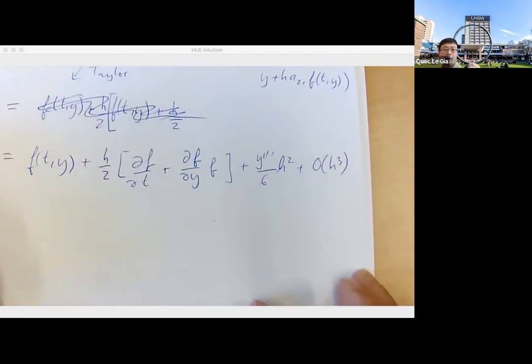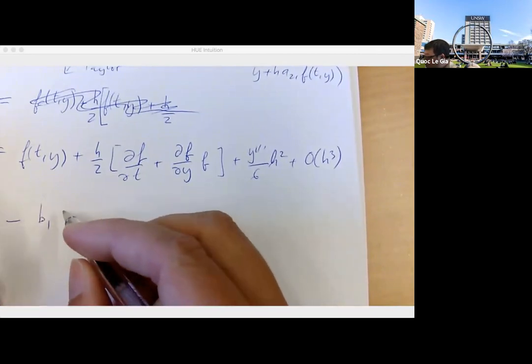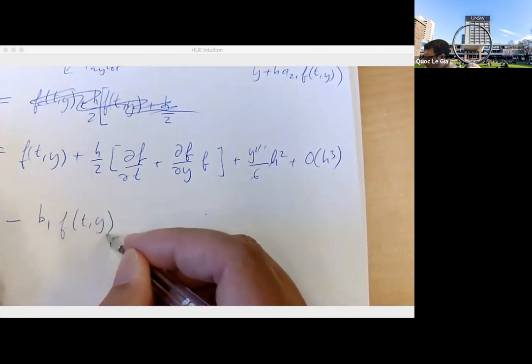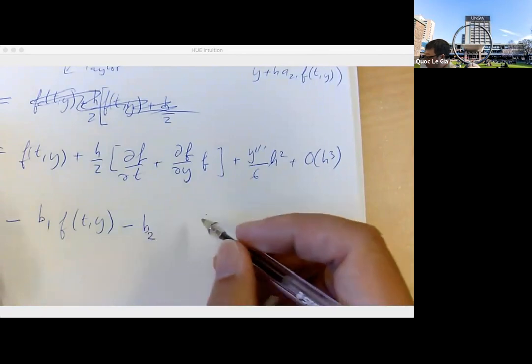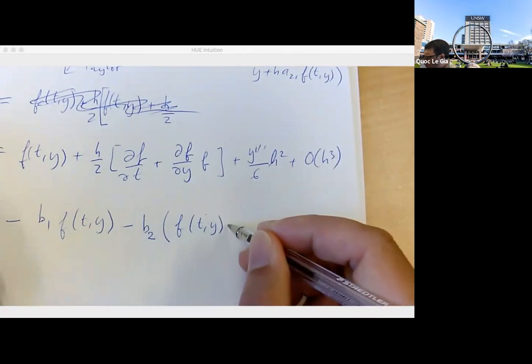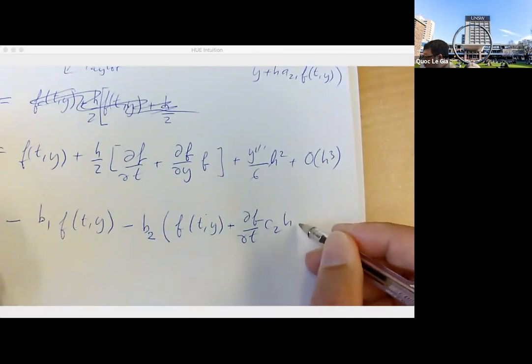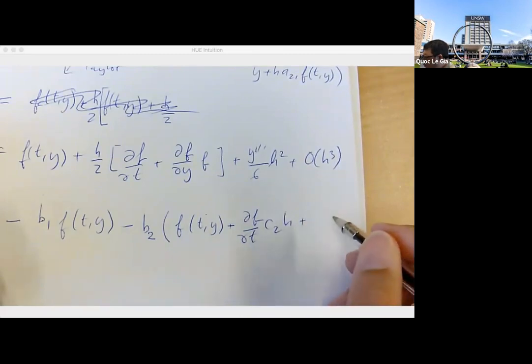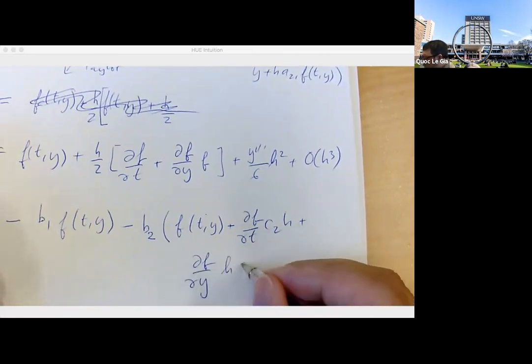So this is the first term, right? And you minus the second term. So minus B1 f of (t, y), minus B2, okay? And you got the Taylor's function, so f(t, y) plus partial f partial t c2 h, partial f partial y h a21 f, plus y squared.